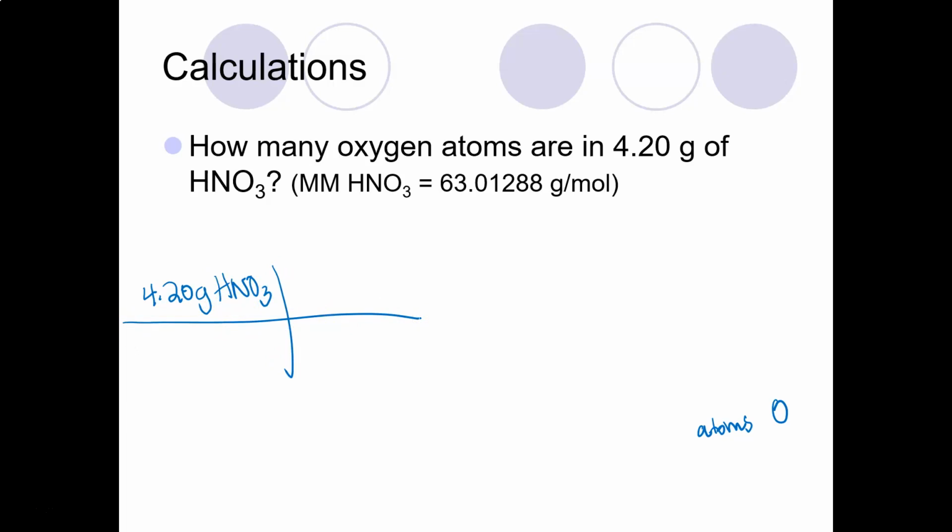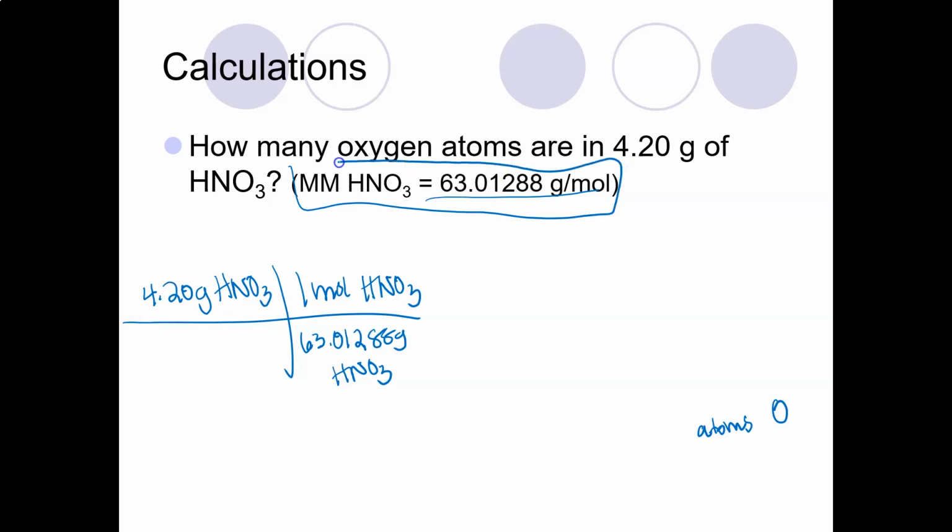So, unit factors, we still have our molar mass, which is right here. We have our Avogadro's number. I'm being lazy. I'm not rewriting that. But I am going to start with 63.01288 grams of HNO3 in 1 mole of HNO3. And that is me utilizing this given molar mass, just following the molar mass unit factor. That would get my answer in moles. Awesome. But I need atoms.